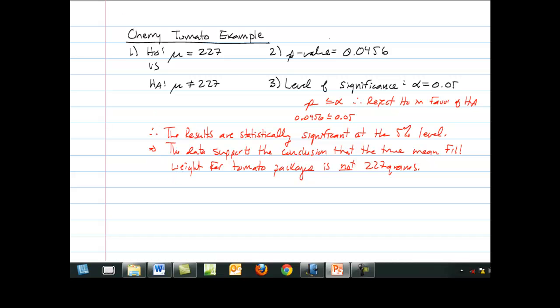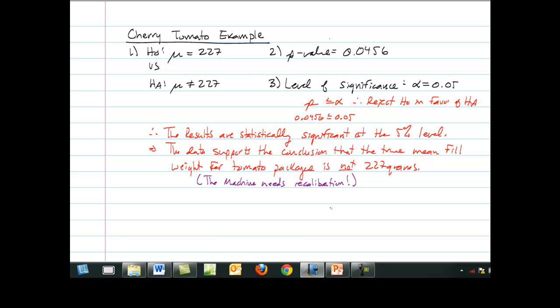So another conclusion that we could draw here then is the machine is not filling properly, so the machine needs to be recalibrated. So again, these tests of significance are very important in real life for a lot of different things.